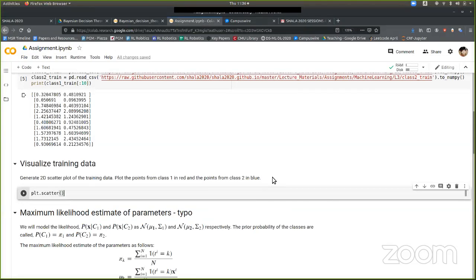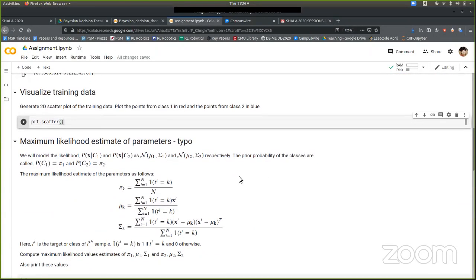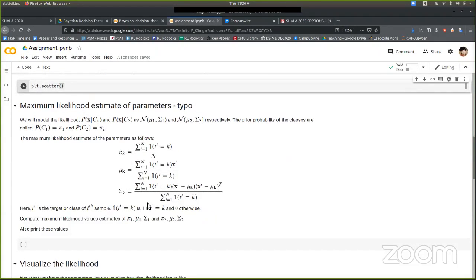Okay, then I'll move ahead. So now comes the interesting part, which is maximum likelihood estimate of parameters. There was a small typo in this question. If you look at your notebooks, there was a slash line over here. That should not be there. So this is the correct format now.